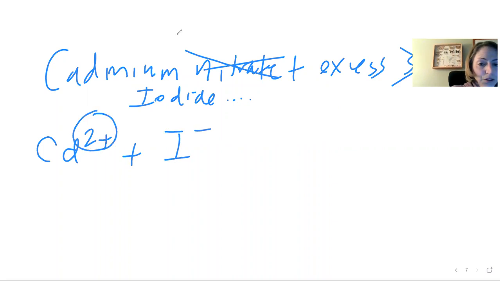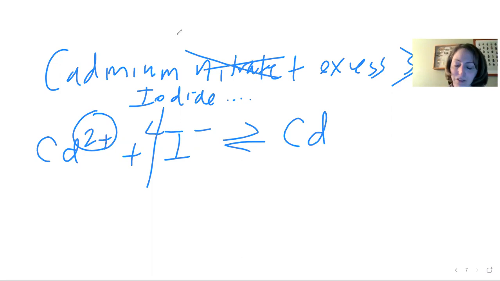This guy has a +2 charge, so we're going to double it to see how many iodides connect. We're going to use the double arrow, and then it's a synthesis reaction. So you're just putting these guys together. So it's going to be I4, and then this whole thing has a charge, and you just got to put the charges together to see what it is.